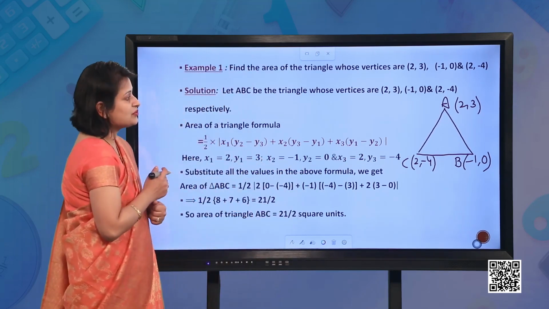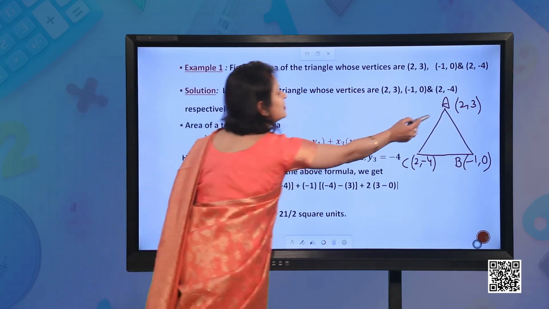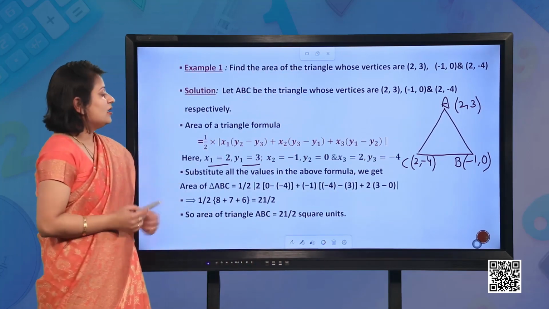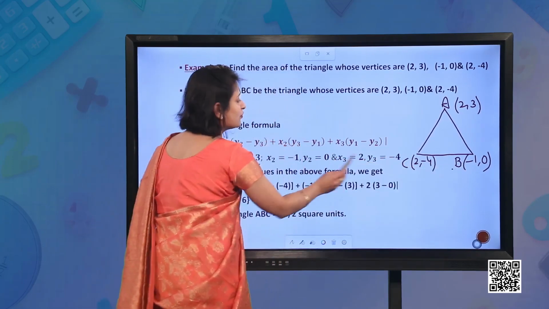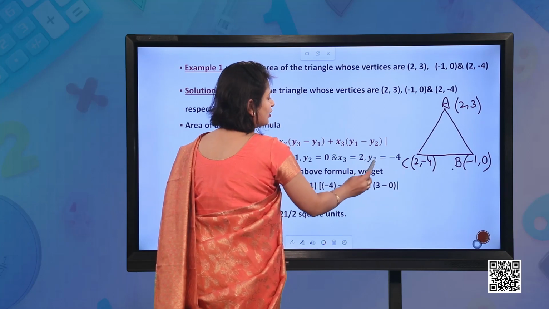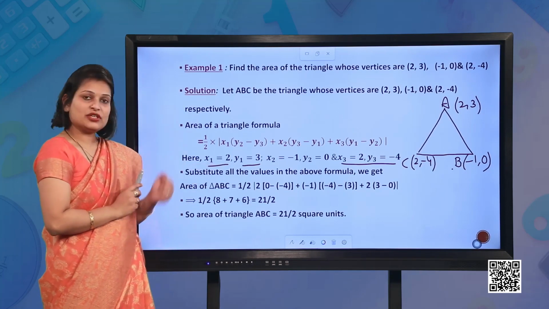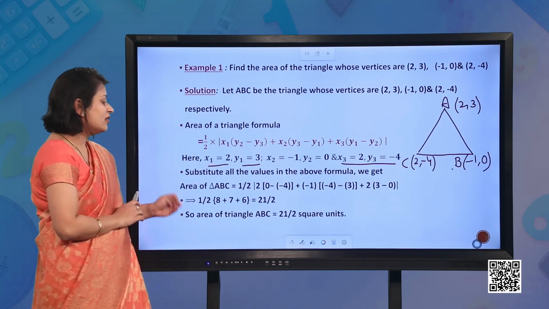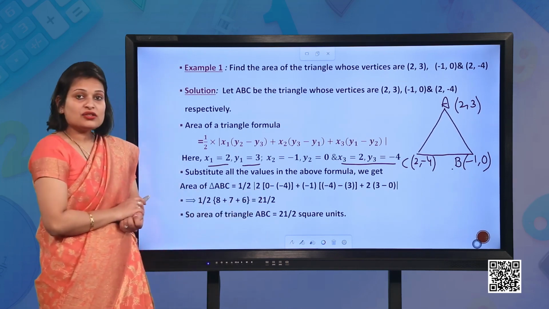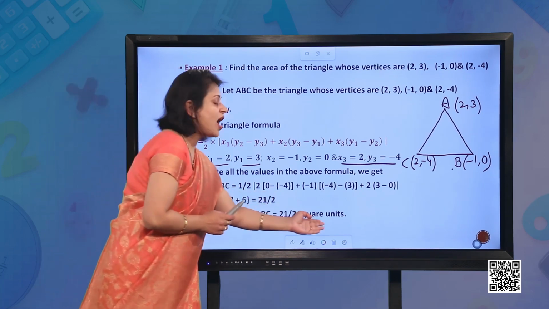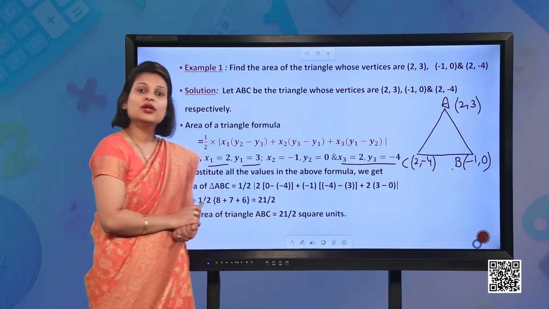Now, here x1 is what? 2. y1 is what? 3. You can see the A coordinates. Now, here you can see B. So, x2 will be minus 1, y2 will be 0. And from C, what will you get? x3 as 2, y3 as minus 4. Simply substitute the values. When you will solve it, you will get the area as 21 by 2. Now, since we are getting the area, so we have to remember the unit as square units. So, area of triangle ABC is 21 upon 2 square units.